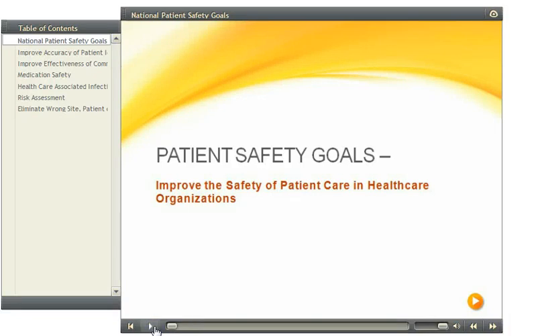Patient safety goals. Improve the safety of patient care in healthcare organizations.